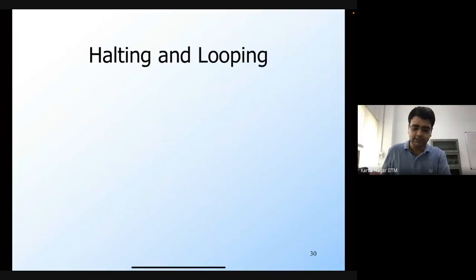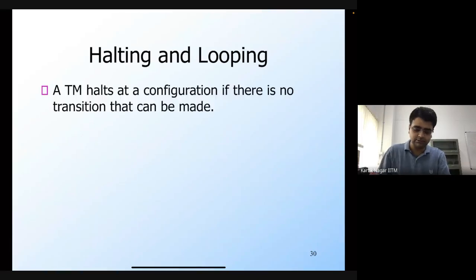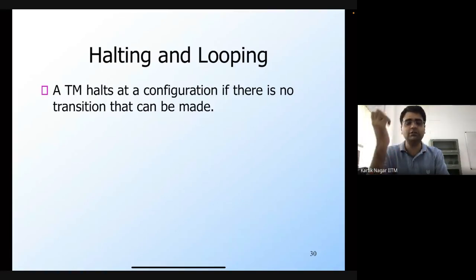So let's define these concepts of halting and looping. We say that a TM halts at a configuration if there is no transition that can be made from that configuration. Basically, you consult the transition function of the TM, which was defined as a partial function, in the sense that for some state and some symbol, there may not be any transition. So if you reach that state and the read head points to that symbol where there is no transition, then we say that the TM is going to halt at that configuration, because there is no more move that can be made.